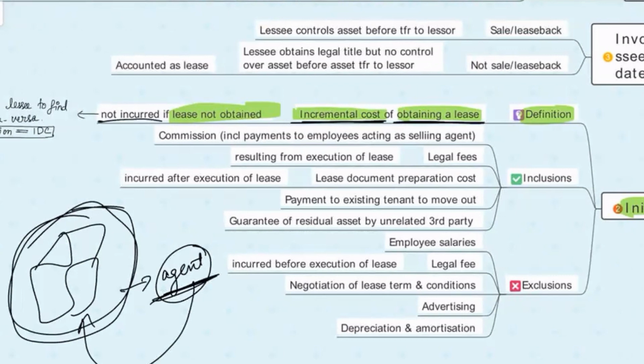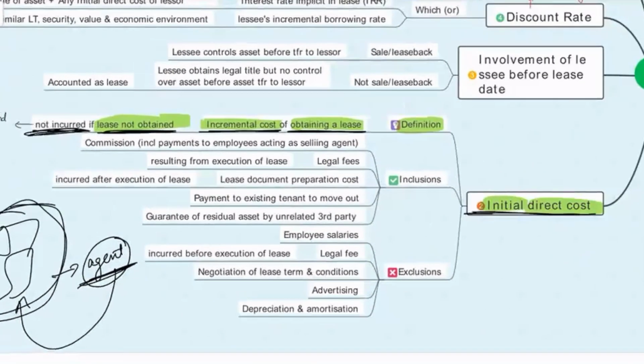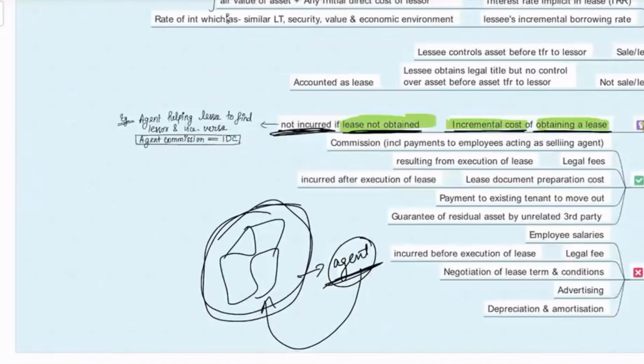And if I had not incurred this cost, then in such case, I could not have obtained this lease. Correct? Yes or no? So costs like these will be known as your initial direct cost. Initially you incur this cost, but it is directly relating to the lease itself. So it is known as your initial direct cost.